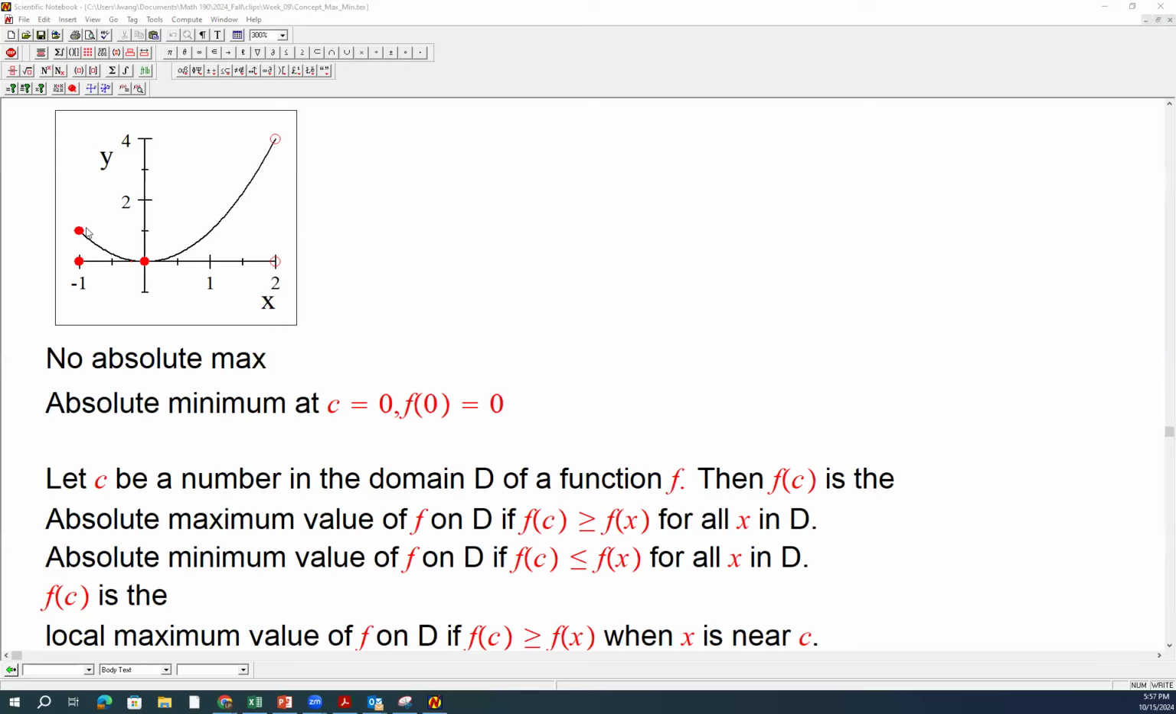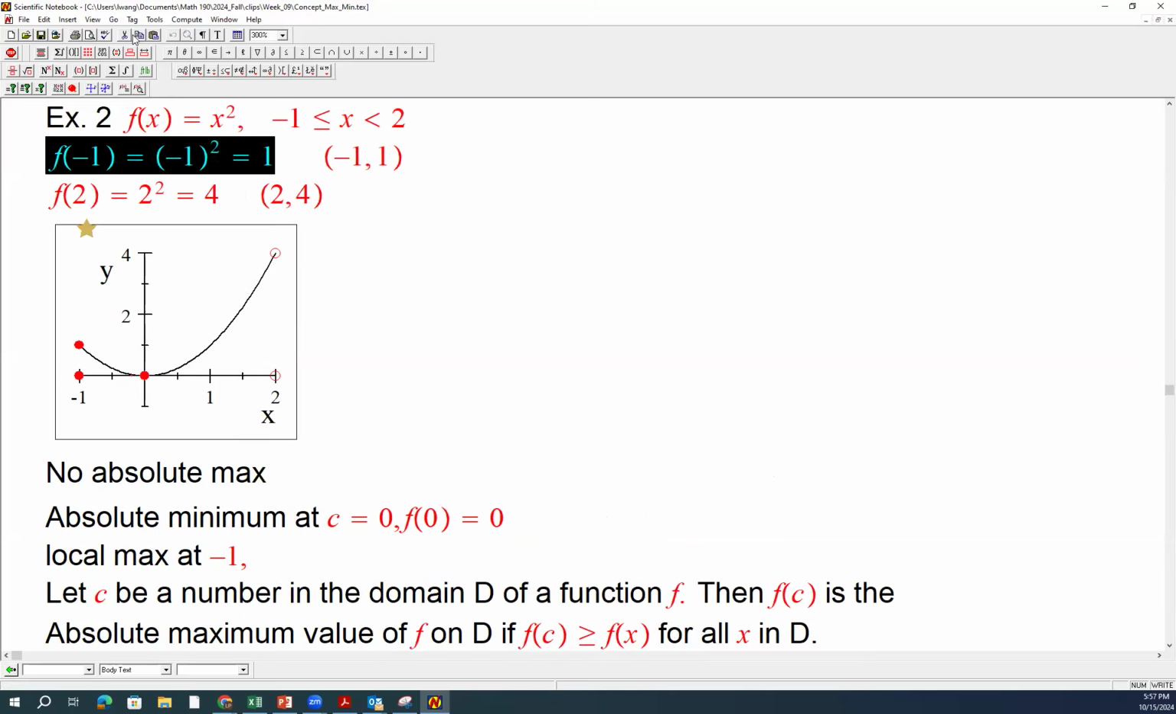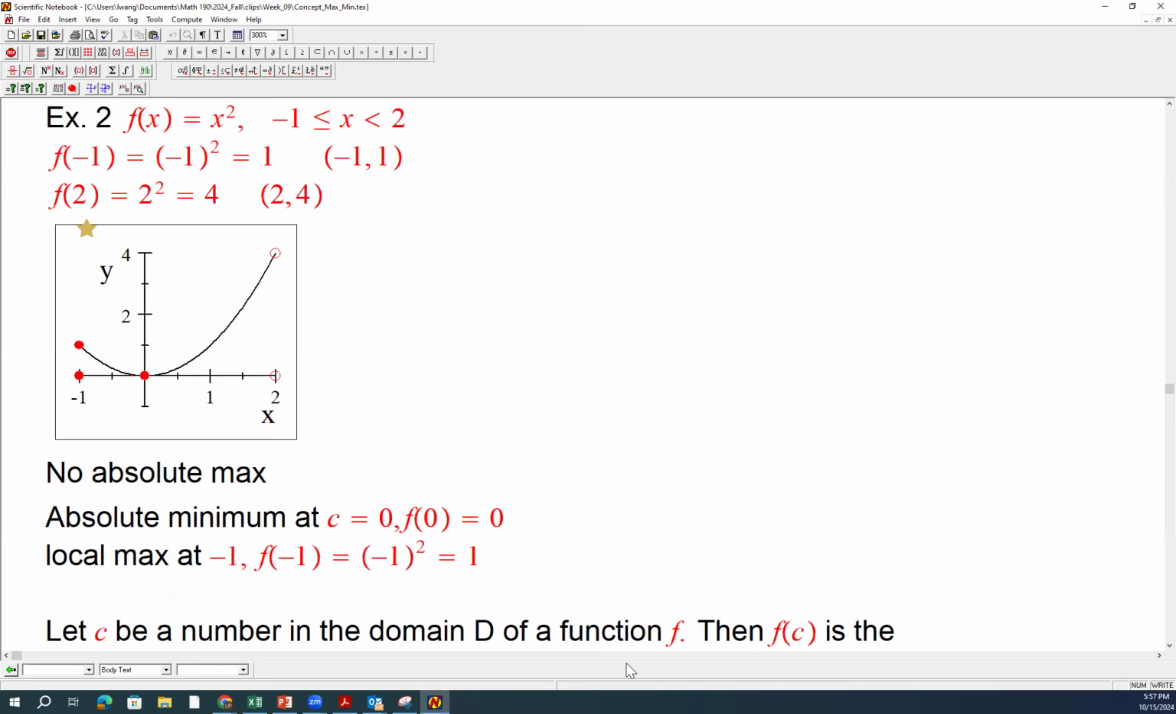So this dot is the highest in this little neighborhood. Therefore, we have a local max at what? At -1. And its value, we already calculated the value. The local maximum is f of -1. But do we have a local minimum? Do we have one?